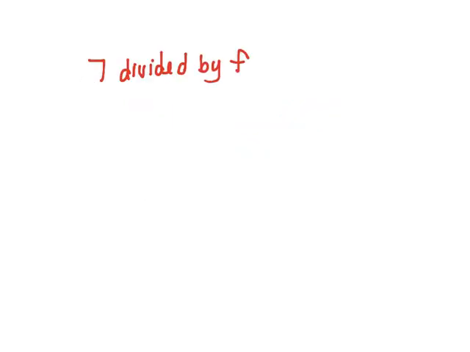Let's do another. 7 divided by f. Well, that would look just like it says, 7 divided by f. Or you could also write it 7 over f like that, because that fraction bar really means divide.